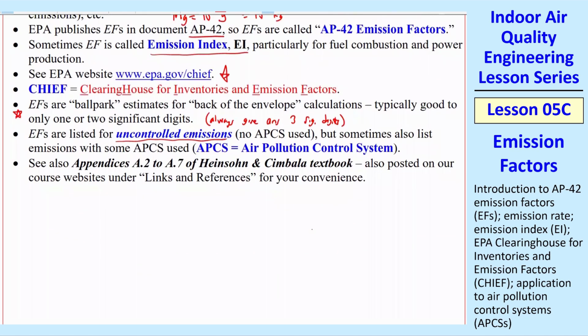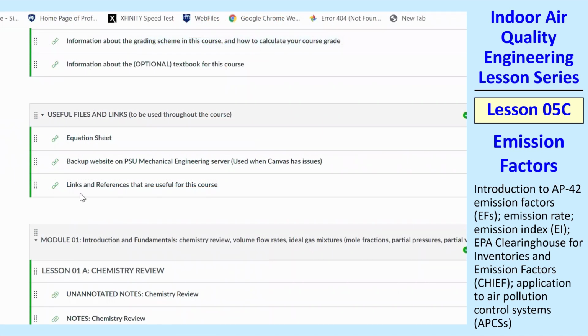Now there's a link on the website to some appendices in my indoor air quality textbook. And these appendices, A2 to A7 of the Heinsohn and Cimbala textbook, even if you don't have that book, I have these appendices in PDF format on the links and references link of the website. So let me just show you that quickly. Up here right before Module 1 is the links and references that are useful to this course.